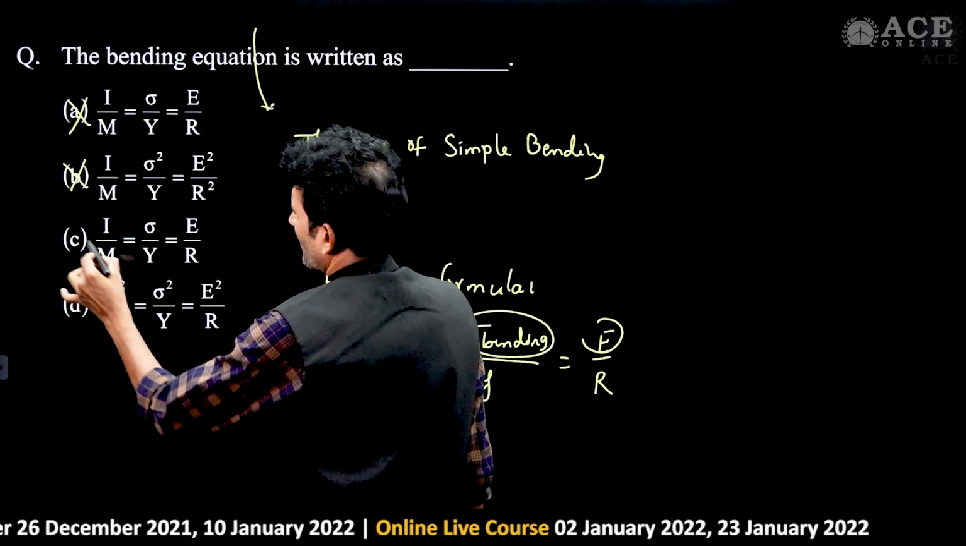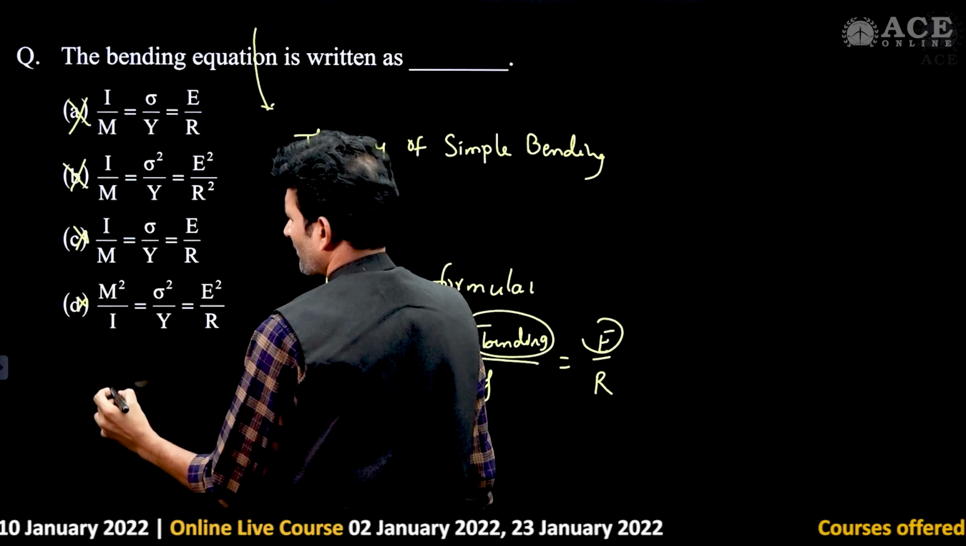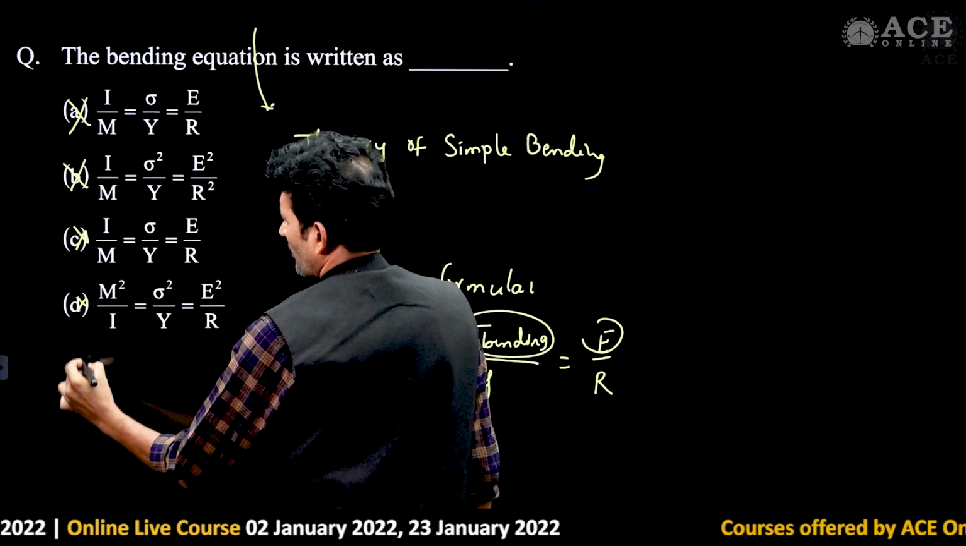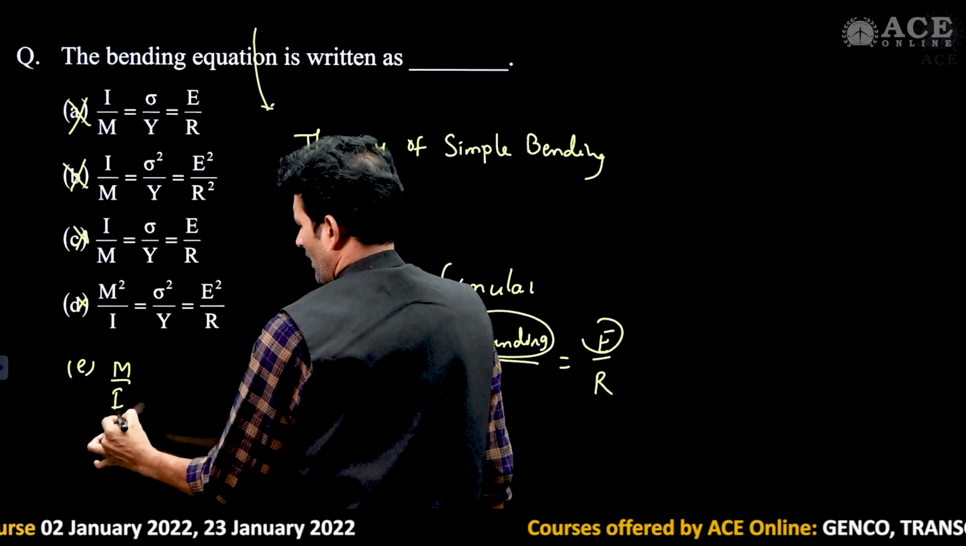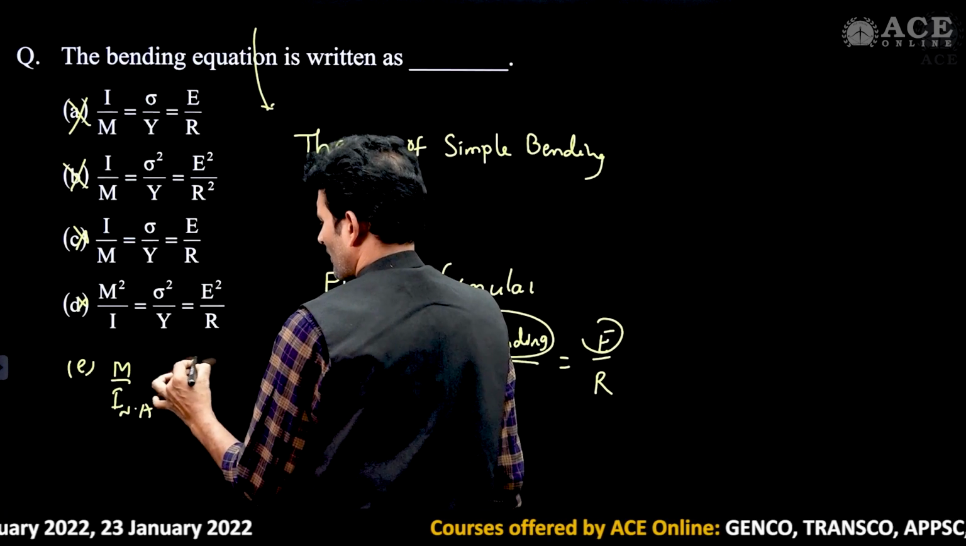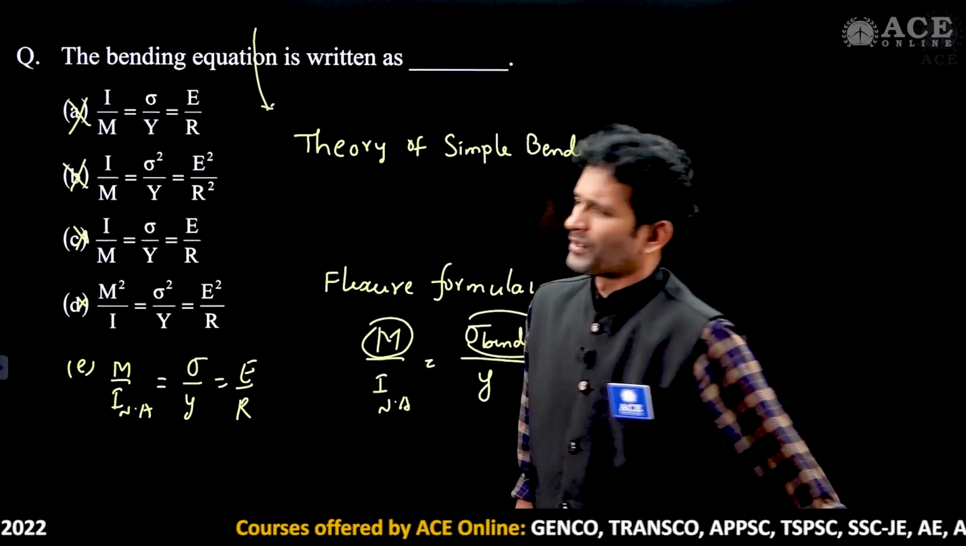Now, if you take this one, look at here. So I think the given options are wrong in this case. Basically, some printing error, typing error. So let us take this one. It is M upon I NA equal to sigma divided by Y equal to E divided by R.